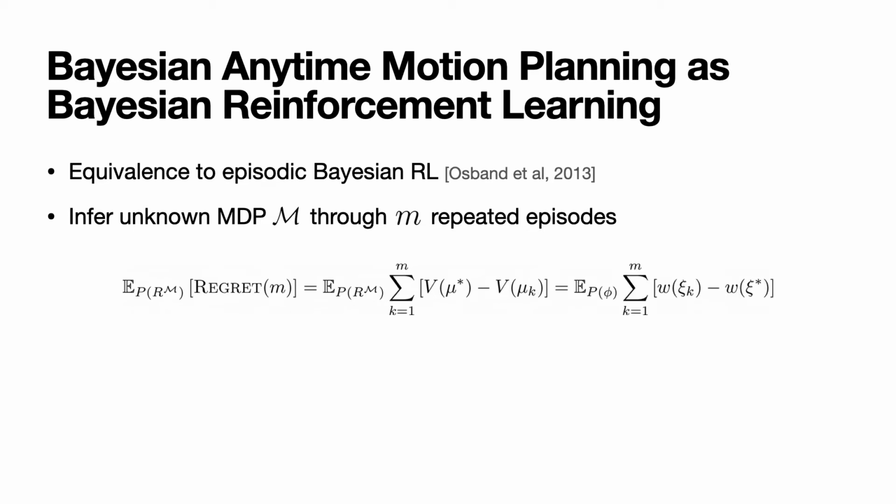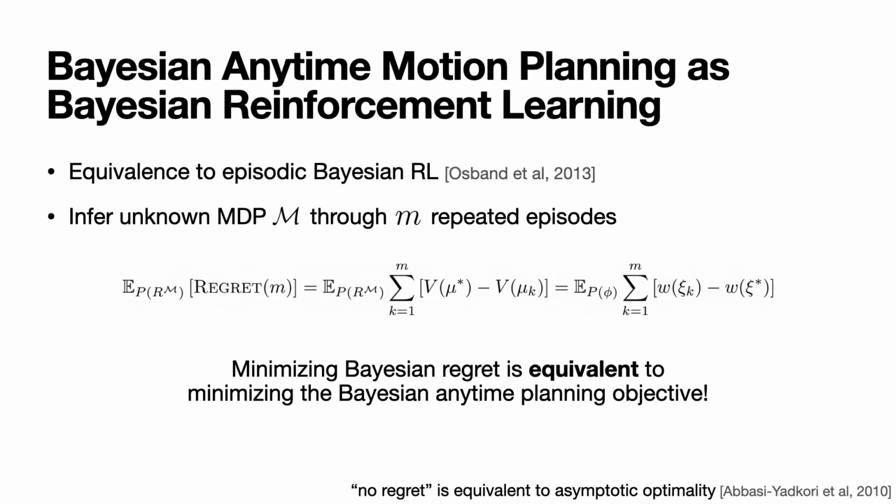Our definition of the anytime search MDP translates that into, in expectation, how much longer was the kth path than the optimal path? This recovers the expected cumulative length of discovered paths offset by a constant. In other words, minimizing Bayesian regret is equivalent to minimizing the Bayesian anytime planning objective. Intuitively, a low Bayesian regret corresponds to evaluating edges that not only lead to shorter paths, but also drive down uncertainty over time. This connection allows us to import Bayesian RL algorithms to solve the Bayesian anytime planning problem.